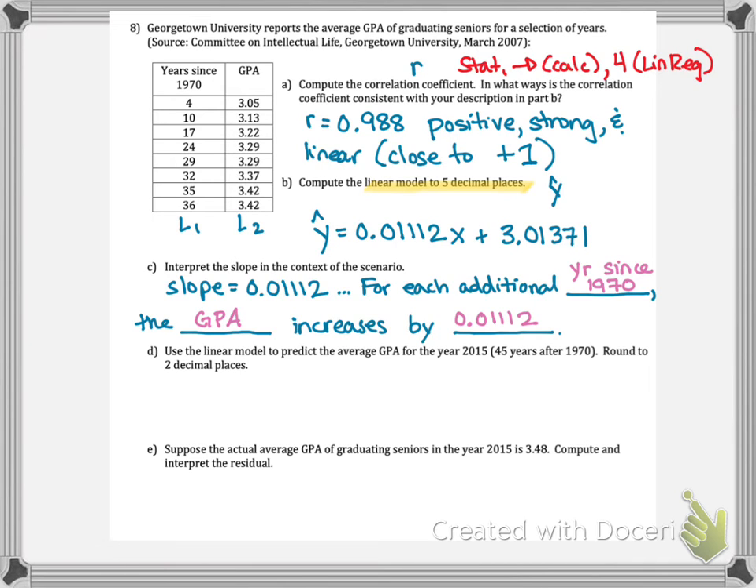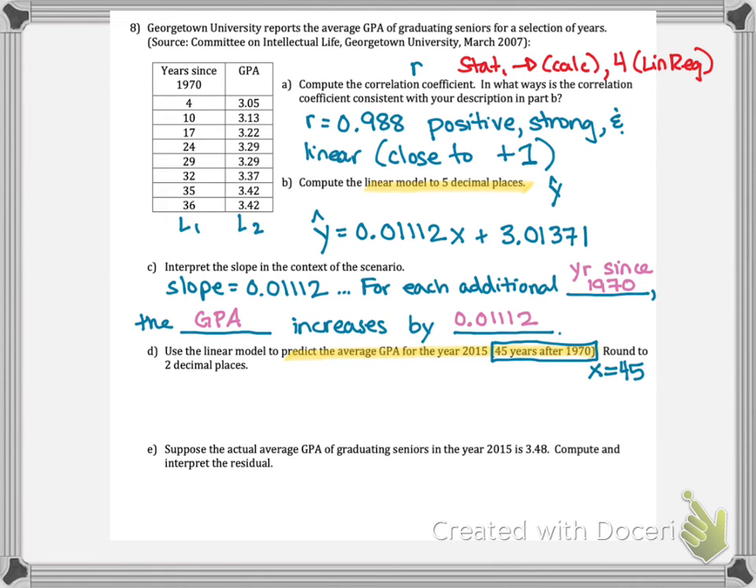All right, one more time, read it out to yourself. For each additional year since 1970, the GPA increases by 0.01112. Sounds reasonable, given our line is increasing. Then it says, use the model to predict the average GPA for the year 2015, or 45 years after 1970.